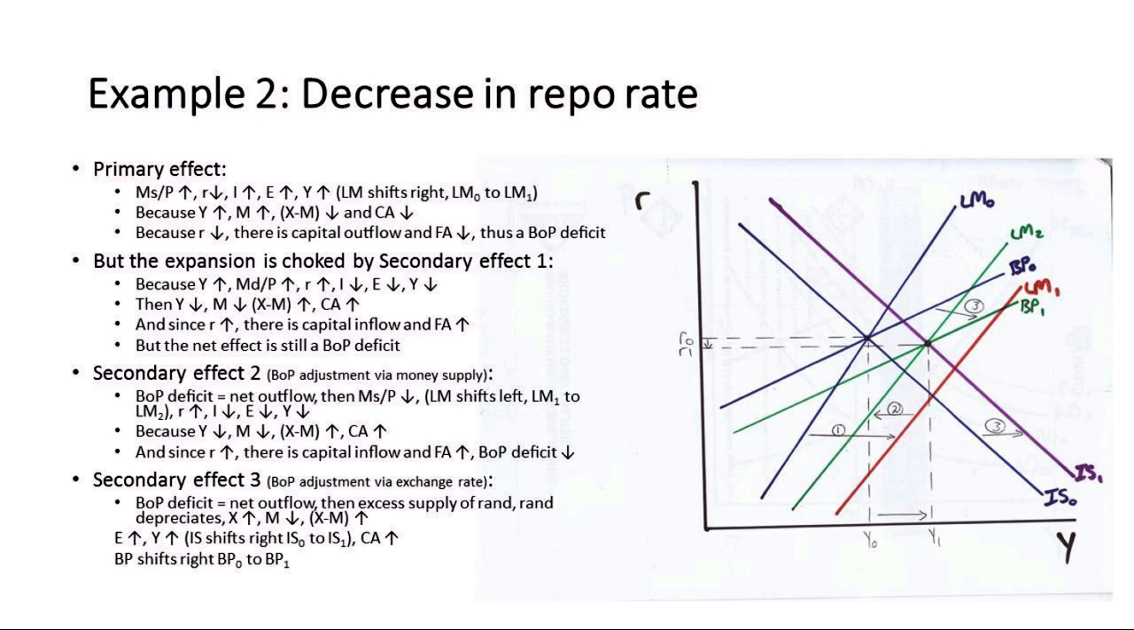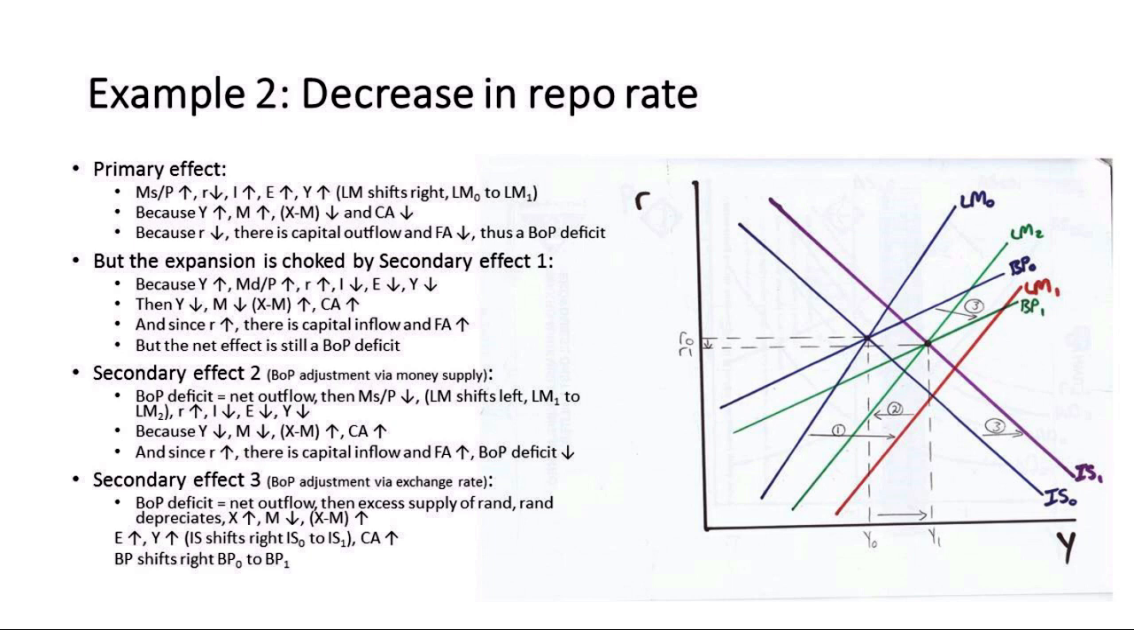Now, because we have an open economy, this increase in incomes causes an increase in imports and a decline of the current account. In other words, there's a deficit on the current account after this. And because interest rates are lower, there's also a capital outflow in the financial account of the balance of payments, and we end up at an equilibrium where there is a balance of payments deficit. So this expansion is braked or choked or limited by the secondary effect that takes place.